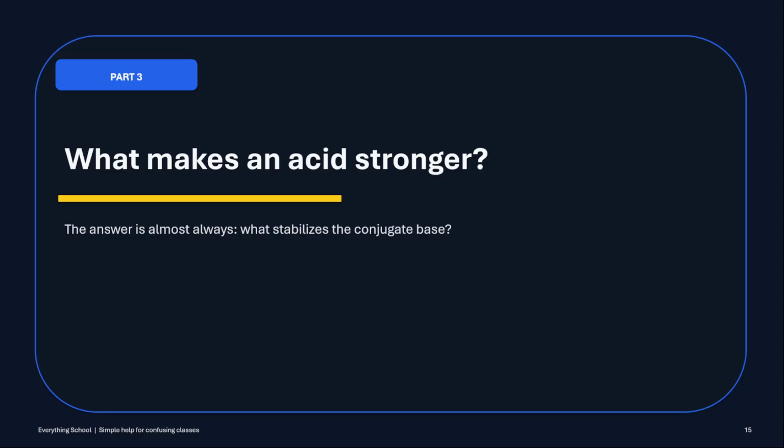Slide 15. Part 3. What makes an acid stronger? The answer is almost always what stabilizes the conjugate base. This section is about structure. Instead of only looking at pKa numbers, we are now asking why those numbers make sense. The main idea is that acid strength depends on what happens after the acid loses H+. If the conjugate base can handle the negative charge well, the acid is stronger. If the conjugate base cannot handle the negative charge well, the acid is weaker. So in this part, every factor is really a factor about conjugate base stability.